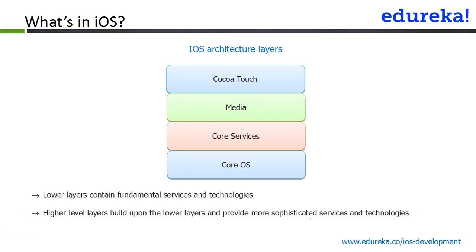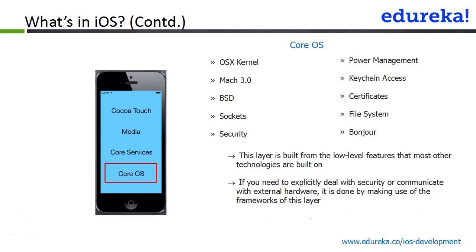We will be seeing what's in iOS. Like I said, it's a hierarchical structure. The lower layers contain the fundamental services and technologies, and the higher level layers build upon these lower layers and provide more sophisticated services and technologies to the end user. So let's see each of these layers in detail.